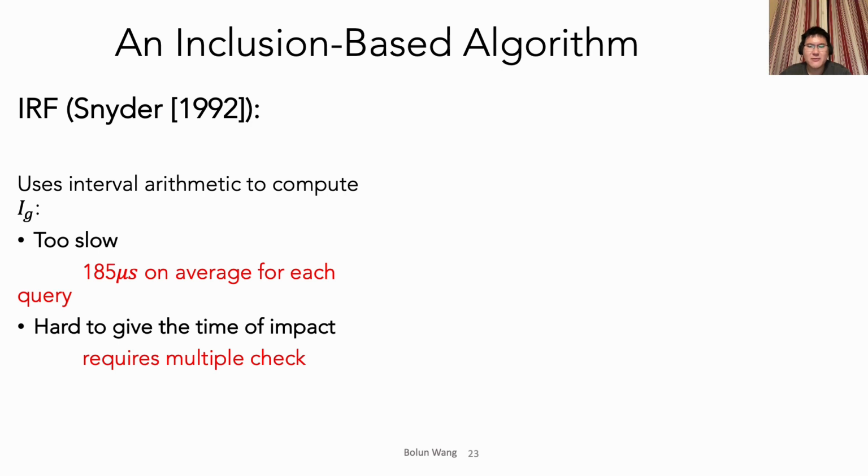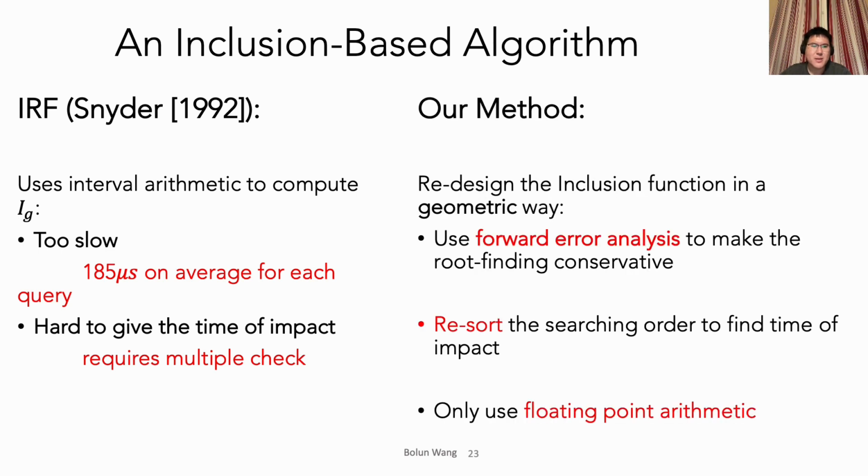Schneider implemented IRF using interval arithmetic to give conservative CCD results, but it is too slow and hard to give the time of impact. We introduced a new CCD algorithm inspired by IRF to obtain a correct and efficient CCD algorithm. We redesigned the inclusion function in a geometric way. We use forward error analysis to make the root finding conservative. We resort the searching order to find time of impact, and our method only uses floating point arithmetic.